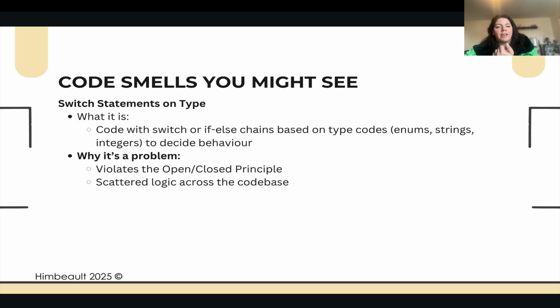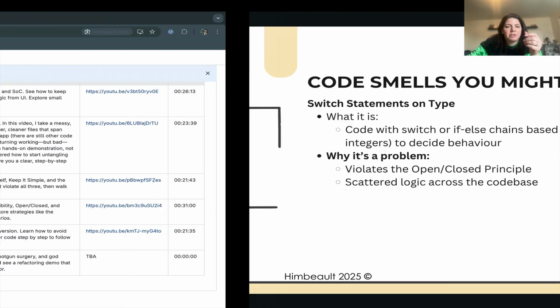This is not okay. And this often means that we have logic scattered across our code base. If one thing is true, go over here to handle it. If this one is true, go over here to handle it. If this is true, go over here to handle it. And it ends up kind of all over the place.